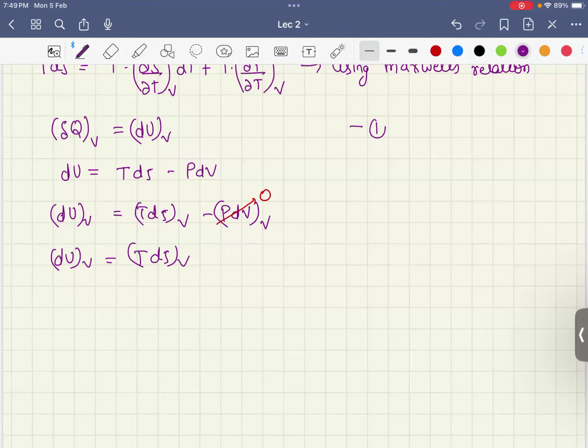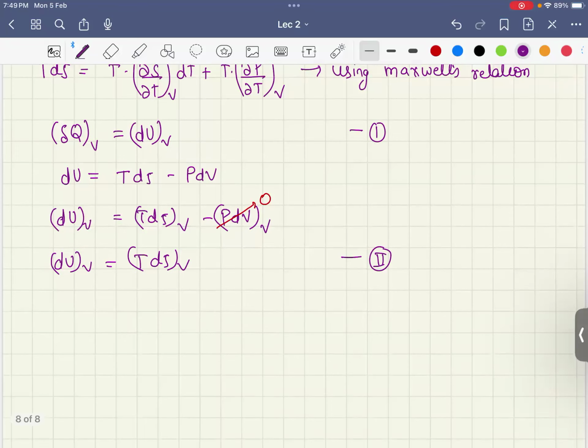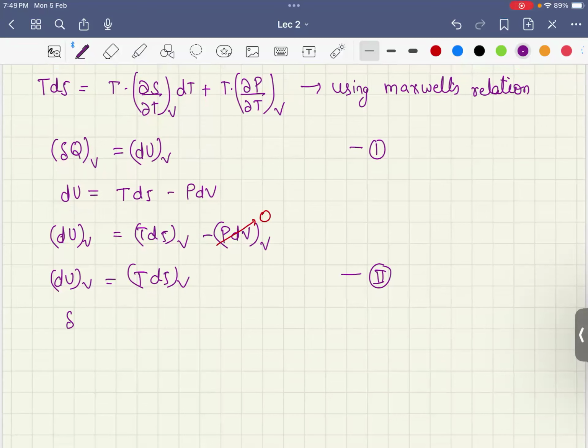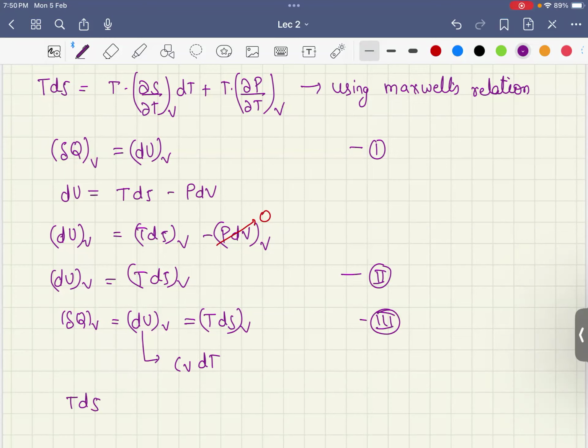Right. So let us say this is equation 1 and this is equation 2. From this what we get? We get that δQ_V is nothing but dU_V, which is nothing but TdS, right? But again, we also know that dU_V is nothing but CV dT, with n equal to 1. So let us assume this is equation 3. What does this mean? This means that TdS is equal to CV dT.